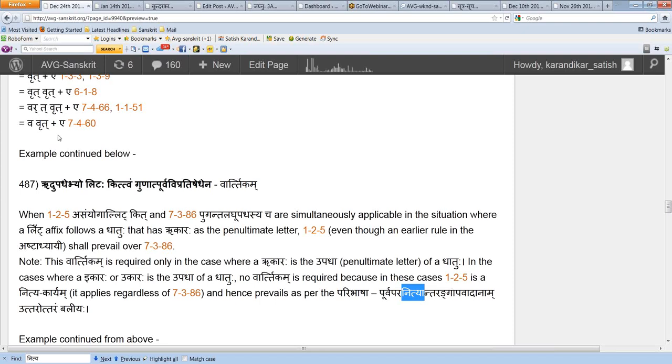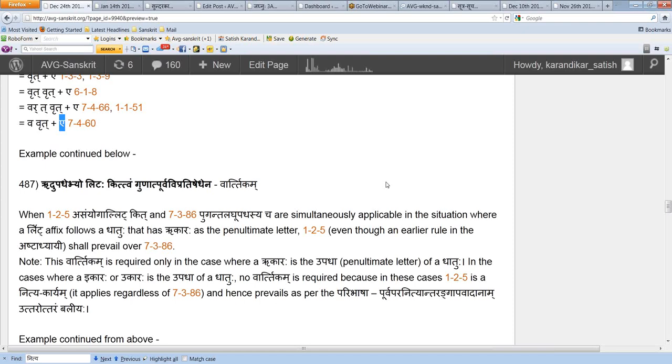We have asanyoga litkit, which is 1 to 5. That will make the ekaraha a kit pratyaya. And following that, we will use kinticha 115 to stop puganta laghupatasya cha. But puganta laghupatasya cha is parakaryam. It is 7386 compared to 125. So now puganta laghupatasya cha is claiming to apply before 125. Okay. Now how about nitya?